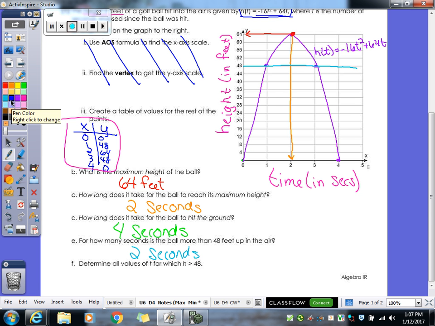And then the last one, determine all values of t for which the height, h, is greater than 48. So we just said it was from 1 second to 3 seconds. The way we write that is a little inequality: 1 is less than t, which is less than 3. If you can't remember how to write that, then you can still write 1, 2, 3 seconds. You would at least get some credit for writing that, and it shows that you know what you're doing.